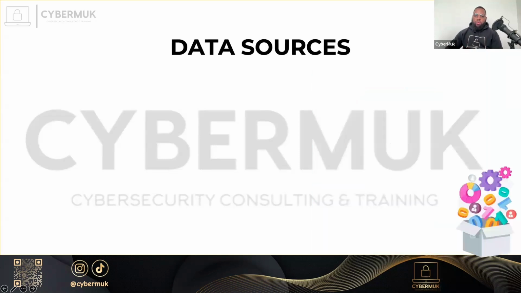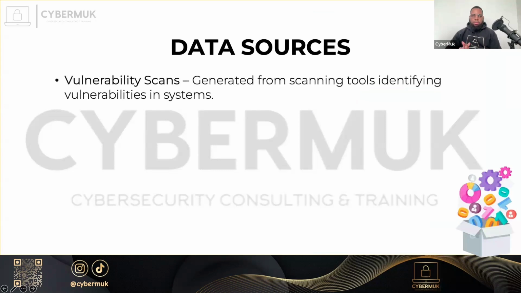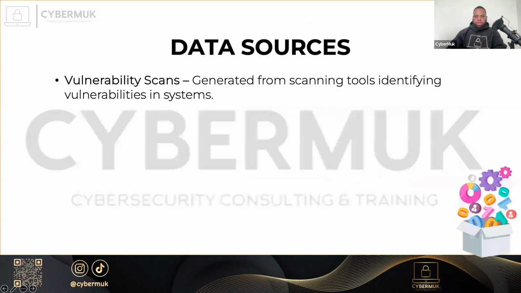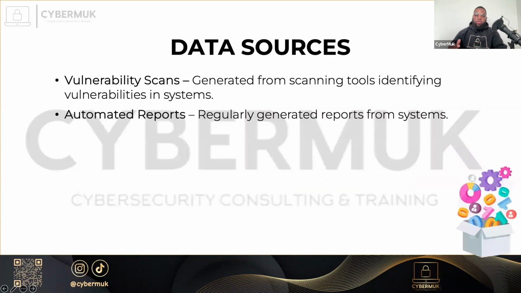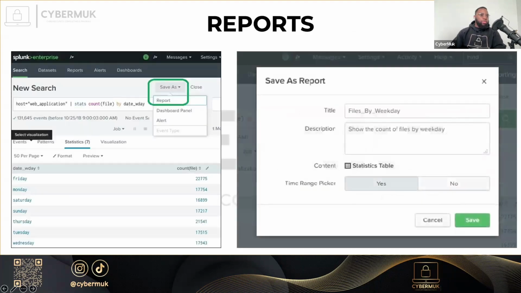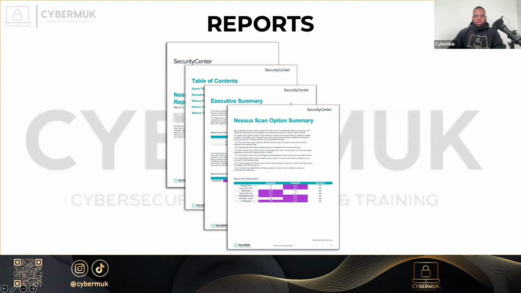Now, where does data come from? What are the data sources for investigations? You can get data from scans, from vulnerability scans. If you scan with your vulnerability scanner software, you can get information. We've talked about vulnerability management in 4.3, and you can get more information from investigations. Automated reports as well, regularly generated reports from systems. You get reports from SIEM tools like Splunk, and you can save reports and see exactly what happens and when. So you have multiple types of reports, like from Nessus, which is a vulnerability scanning tool, or more tools.